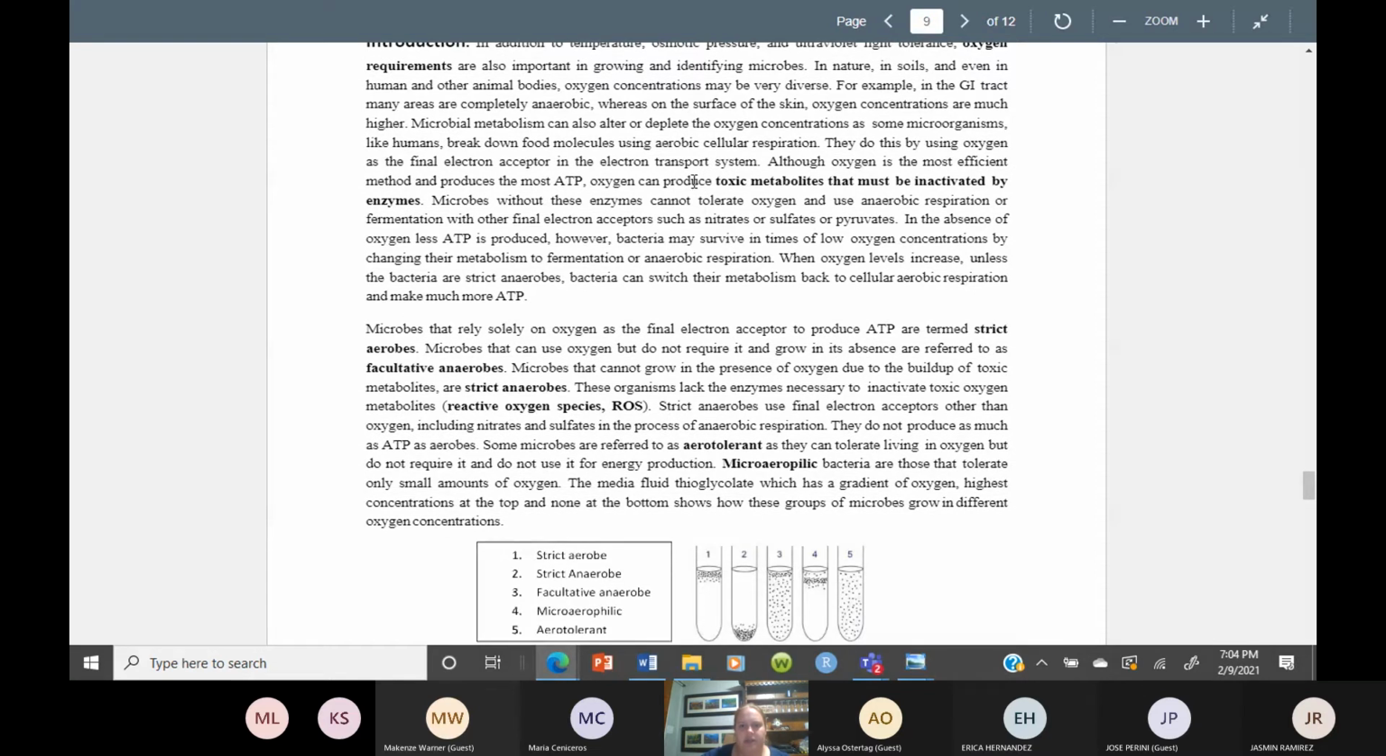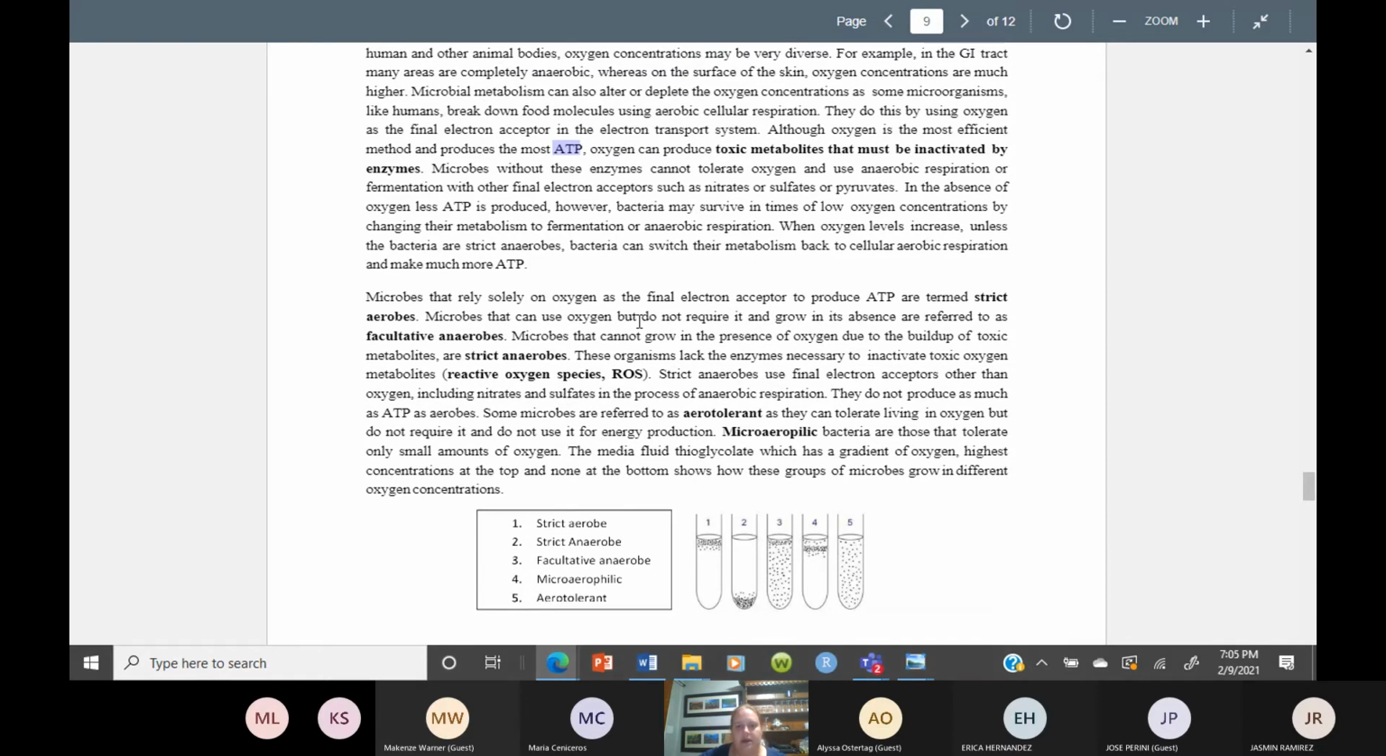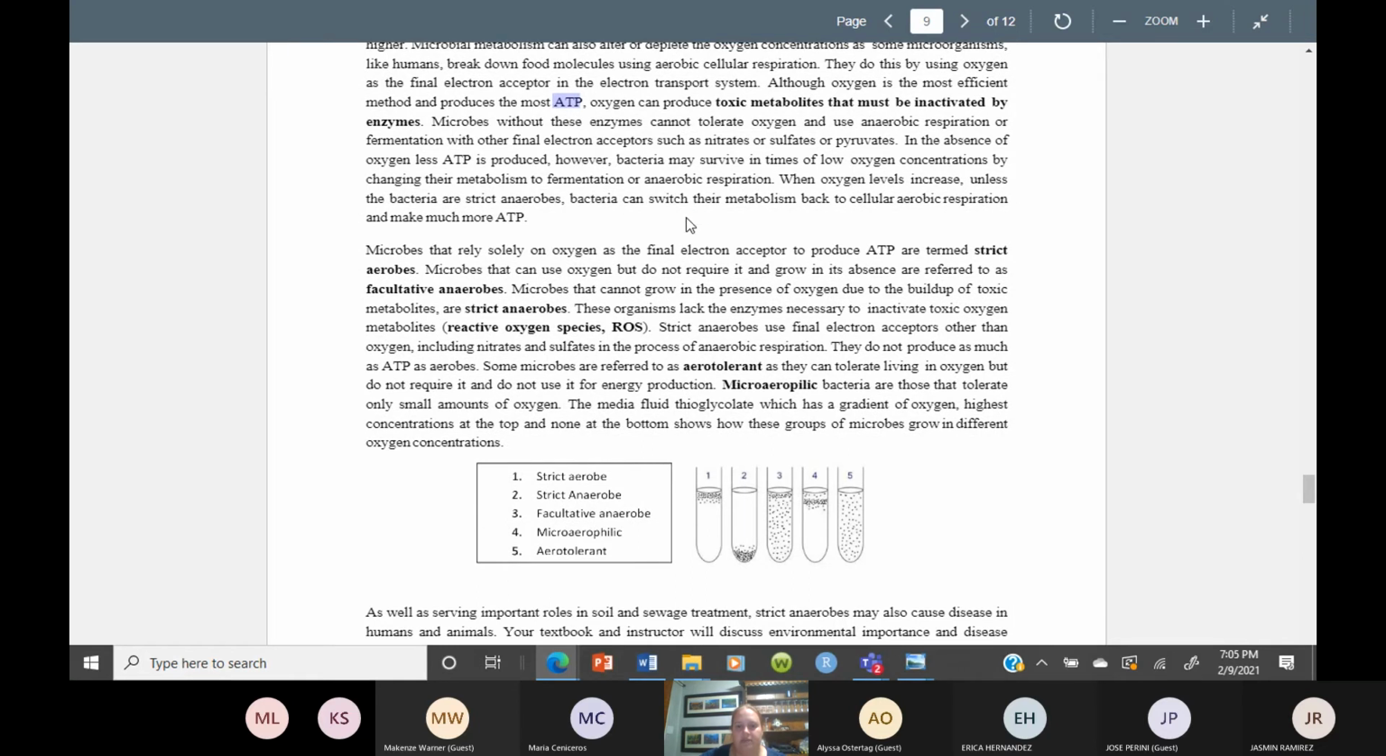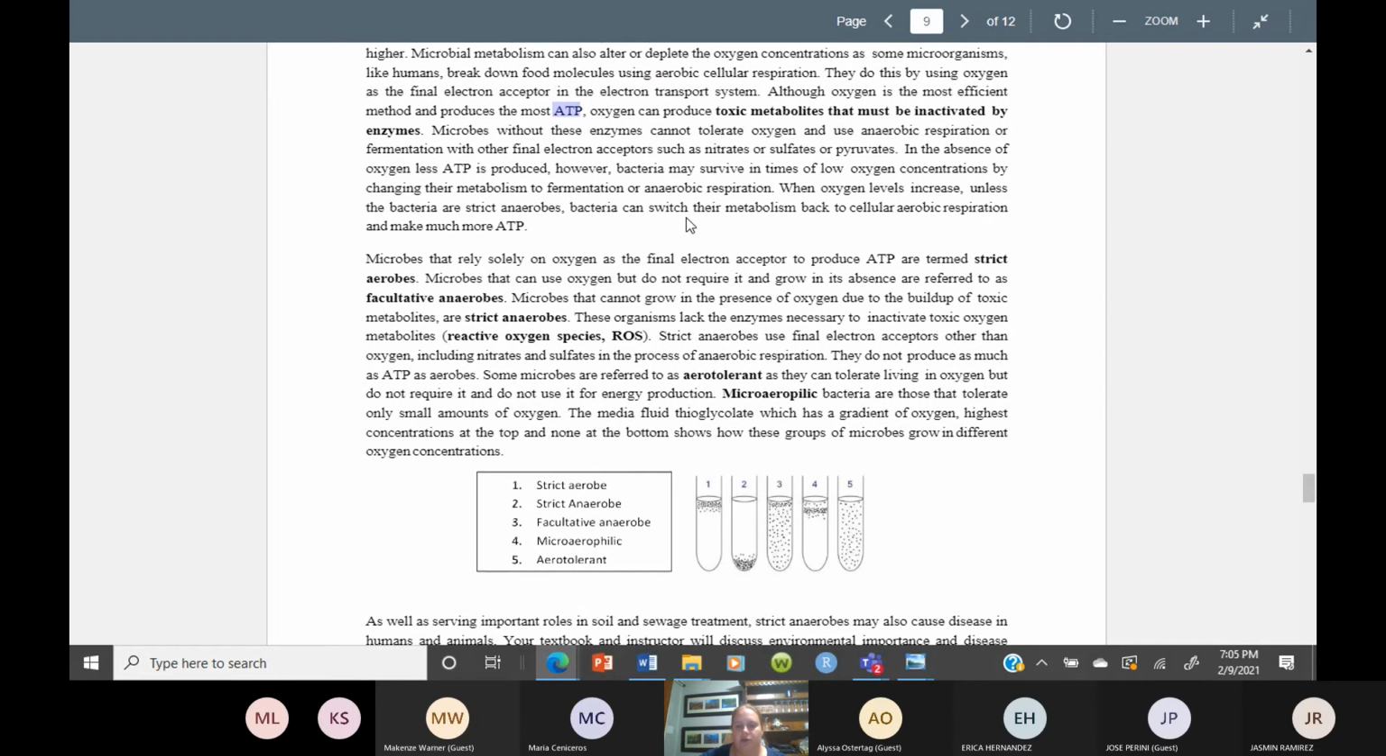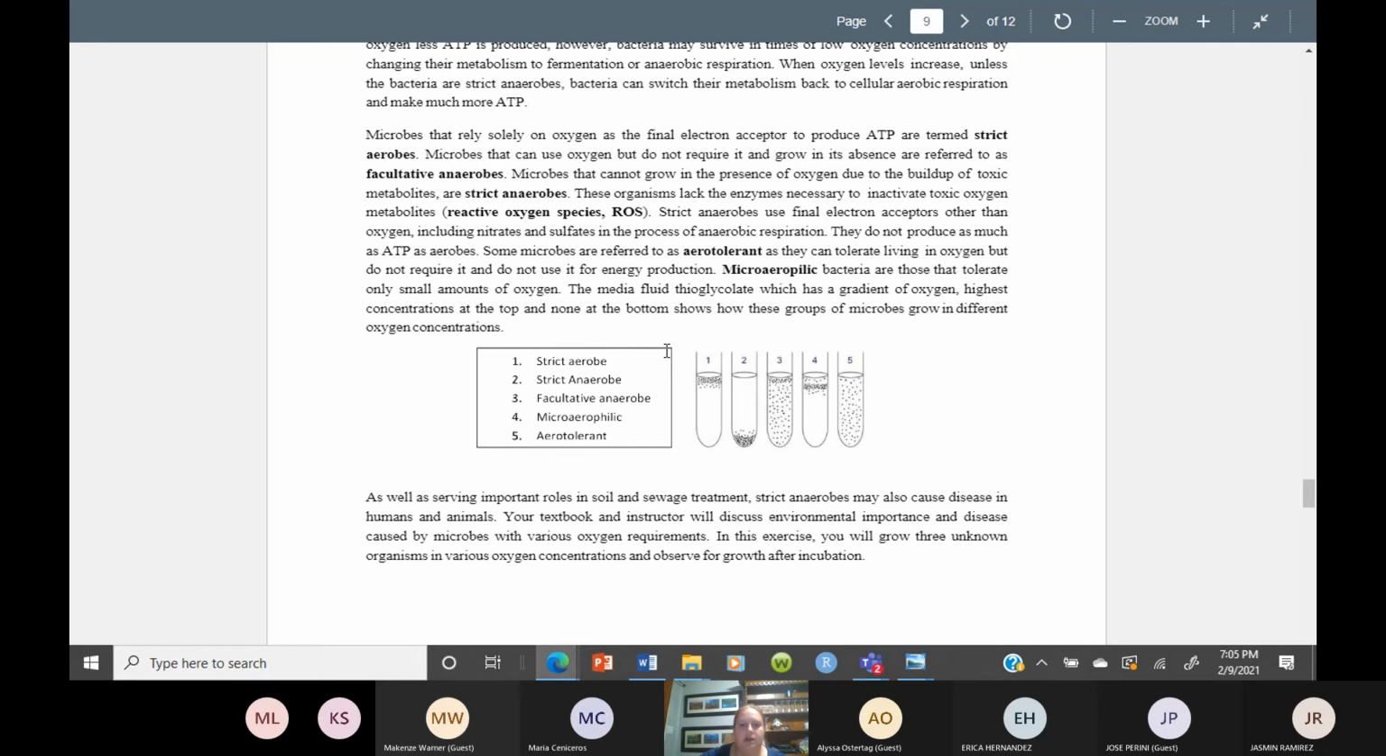So oxygen is a really great electron acceptor for producing energy, or ATP, probably what you've learned from a basic biology or biochemistry class. But oxygen can also produce toxic metabolites. So those oxygen species that are formed during this process are very poisonous to cells and cause a lot of damage. So you need to be able to get rid of them in order to survive breathing oxygen.